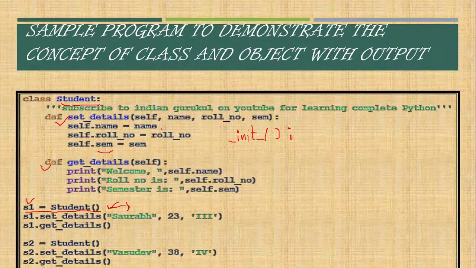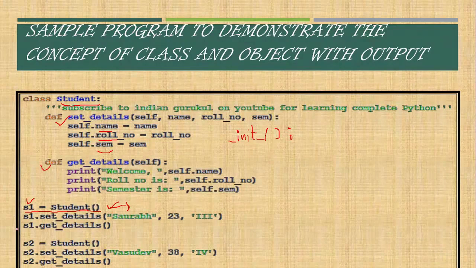So when this object is instantiated, no additional attributes are given any value. But now we know that each student will be having some features, and those features will be represented in the form of attributes over here. The attributes of a student are like name, roll number, and the semester.